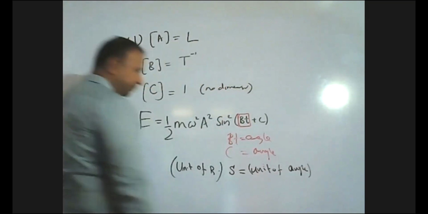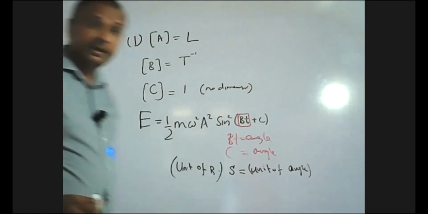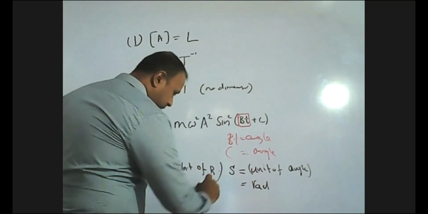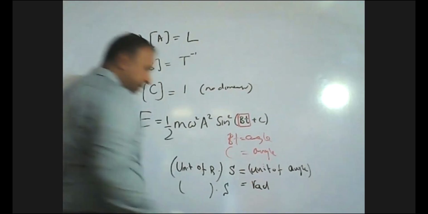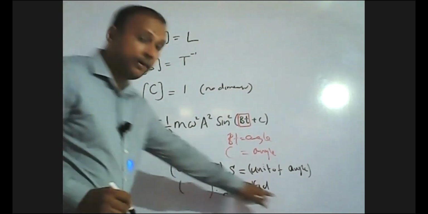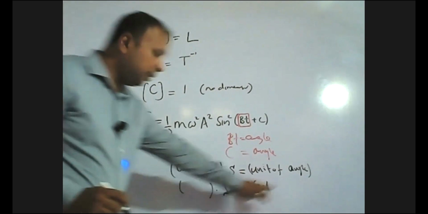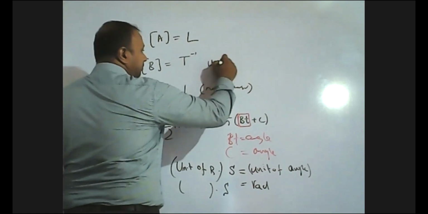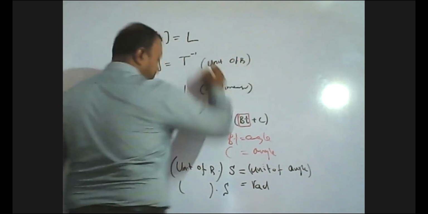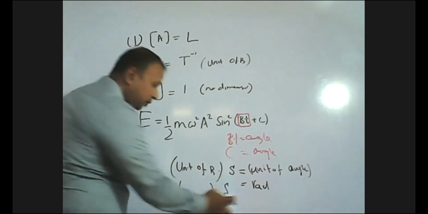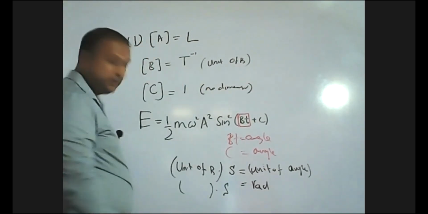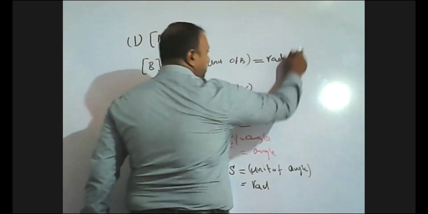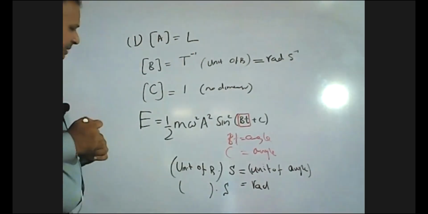Units of angle. So what is the unit of angle? It is equal to radian. So unit of B into second equals radian. So unit of B is equal to radian per second. If I make B the subject, I have to bring S to my right hand side. So we will find radian per second.